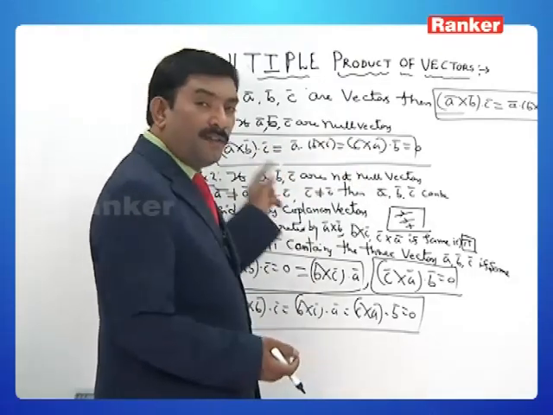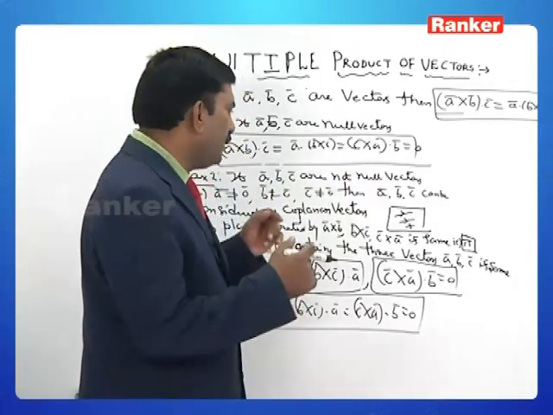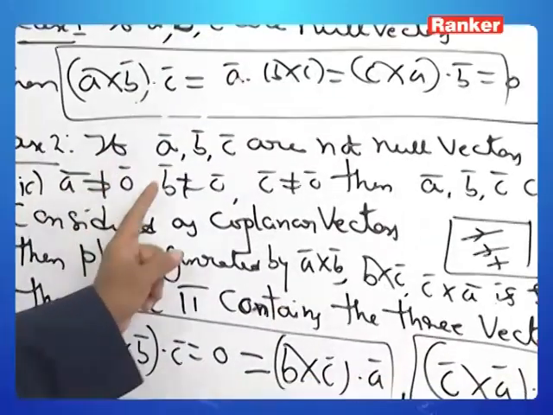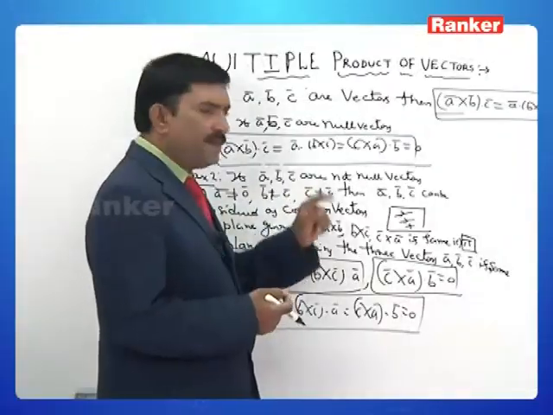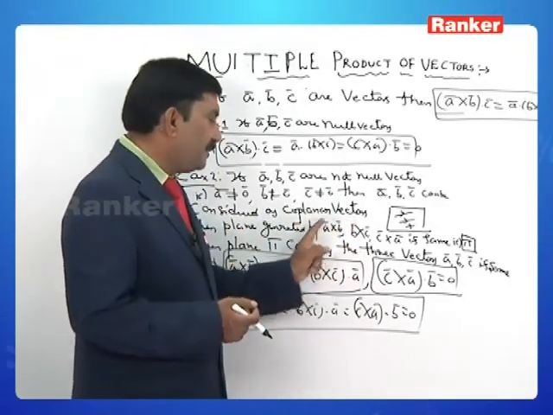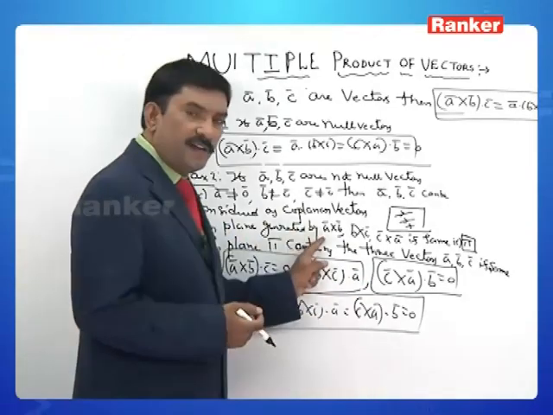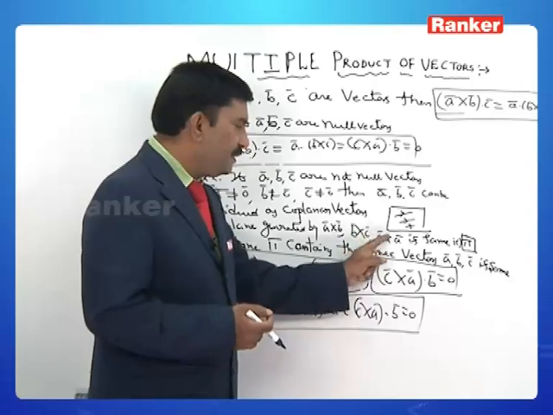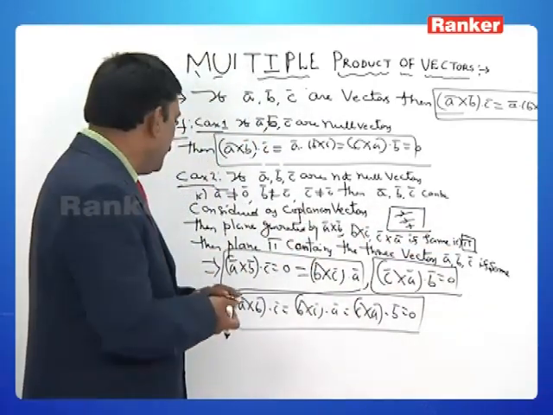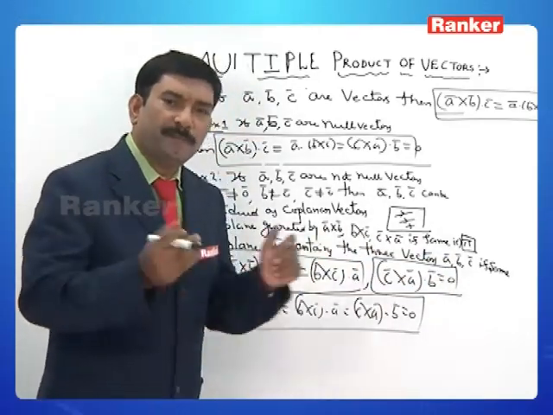When they are non-null vectors, now A bar is not equal to 0, B bar is not equal to 0, C bar is not equal to 0, then A, B, C can be taken as coplanar vectors, meaning they are lying in the same plane. Meaning the plane generated by A cross B, B cross C, C cross A is the same, that is pi. You are naming it as a plane pi. So the plane pi contains the three vectors a bar, b bar, c bar.